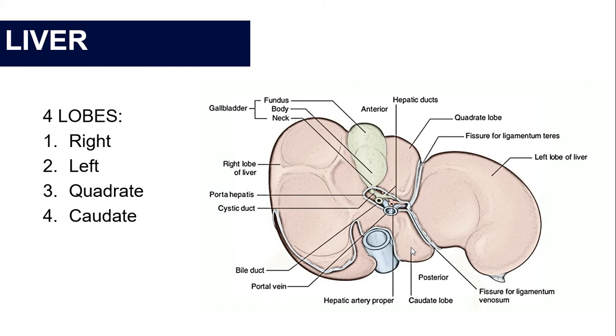Although the right lobe is considered by many anatomists to include an inferior quadrate lobe, as you can see here, this is your inferior quadrate lobe, and a posterior caudate lobe. This is your posterior caudate lobe, and this one is your inferior quadrate lobe. The quadrate and caudate lobes more appropriately belong to the left lobe compared to your right lobe.